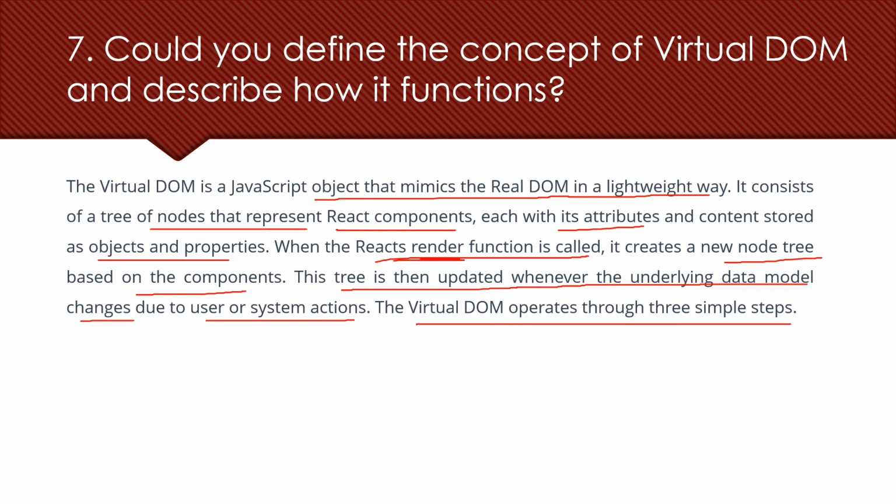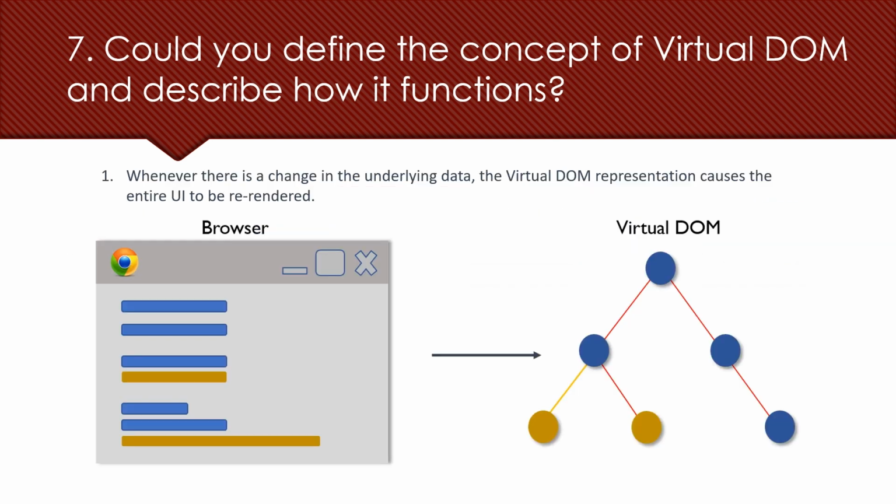A virtual DOM operates through 3 simple steps. What are those steps? They are defined in the next slide. First, whenever there is a change in the underlying data, the virtual DOM representation causes the entire UI to be re-rendered. As you can see, there is some change in this component. Here is a browser and here is my virtual DOM. So it will compare and see which components have been changed.